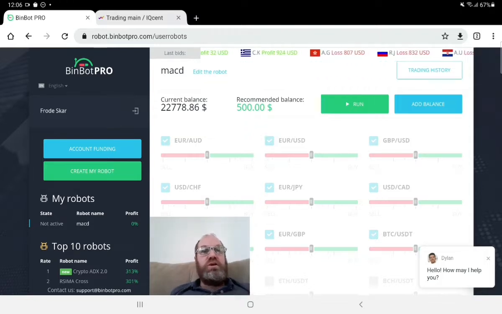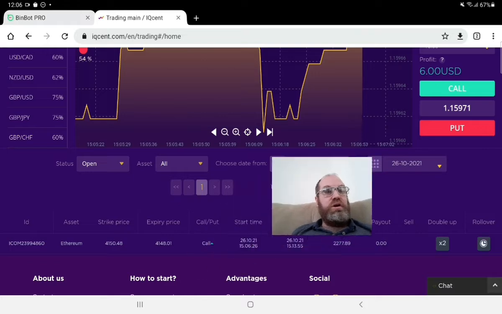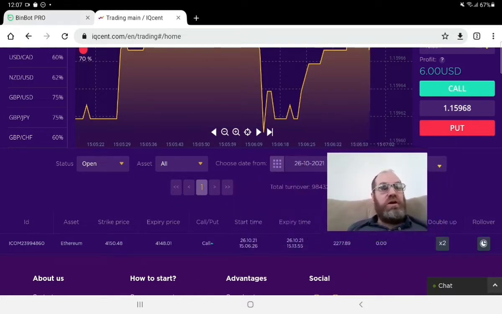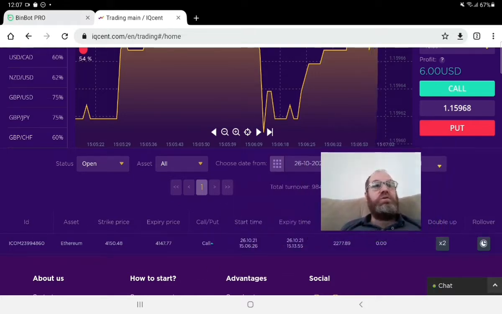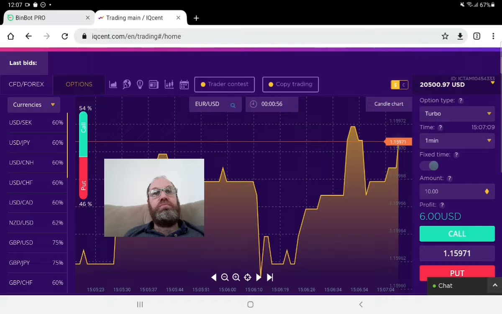That means the trade is 7 minutes, so basically 13 minutes past 12 will be the time where there's a big chance that we are in the money. Let's see if we are in the money right now. We are not. We have a call. That means we want the price of Ethereum to go up. So now let's take a look at Ethereum.